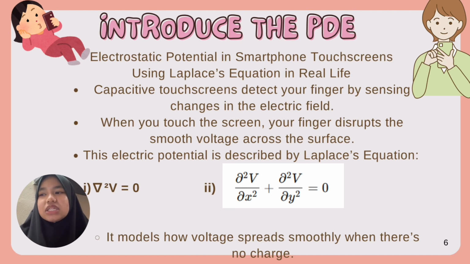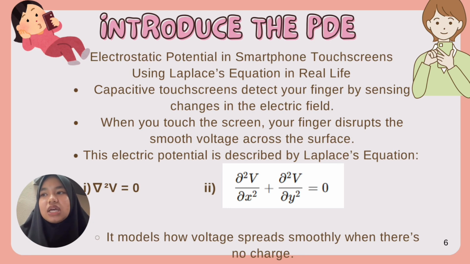This electric potential can be described by the Laplace equation, which is del squared V equals 0, also known as the Laplacian of V equals 0, and the alternate form is the second partial derivative of V with respect to x plus the second partial derivative of V with respect to y equals 0. Here V is the electrostatic potential, or the voltage at each point on the screen. It models how voltage spreads smoothly when there is no charge.